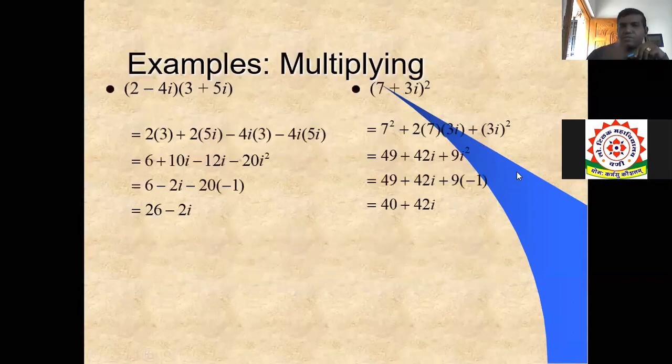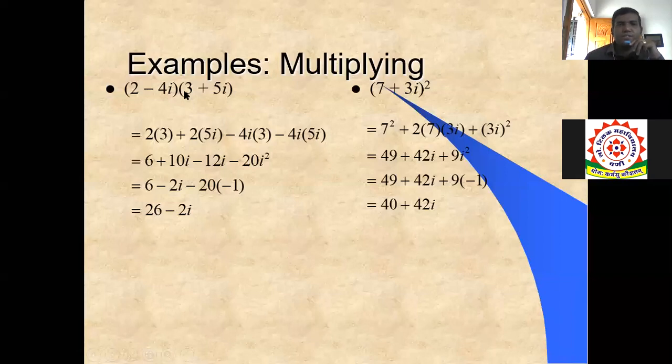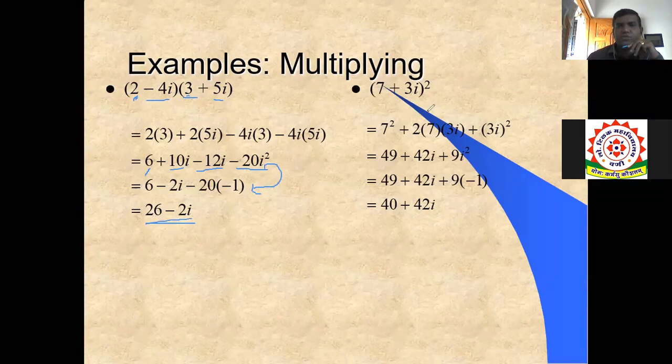Some examples. Simplify: 2 minus 4i times 3 plus 5i, the product. 2 into 3 is 6, 2 into 5i is 10i, minus 4i into 3 is minus 12i, and minus 4i times 5i is minus 20i square, and i square is again minus 1, so that it becomes 26 minus 2i.